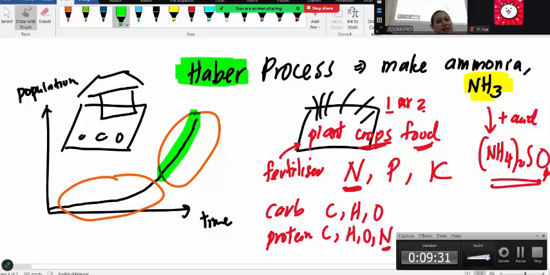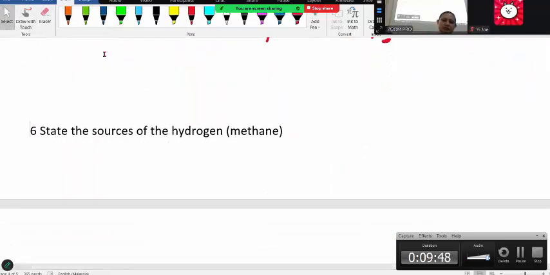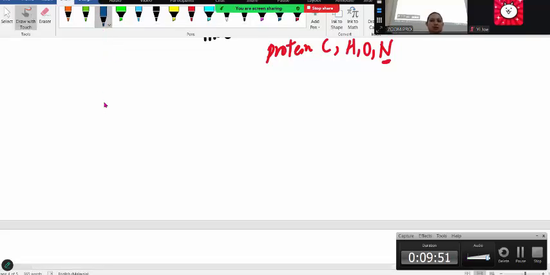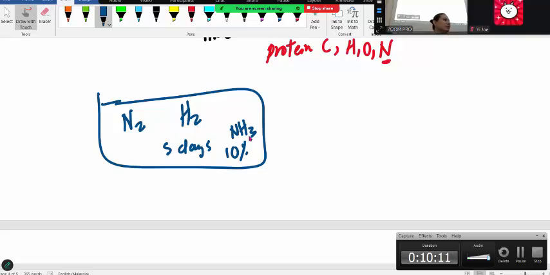So, the Haber process was invented by this person named Haber. Now, Haber did not invent ammonia. Haber invented a way to make ammonia very fast. Last time, they knew about this equation, but nobody bothered to do it in industry because it's too slow. I put the nitrogen and hydrogen in a closed system, I wait for 5 days, I only get 10% ammonia. Such a waste of time.